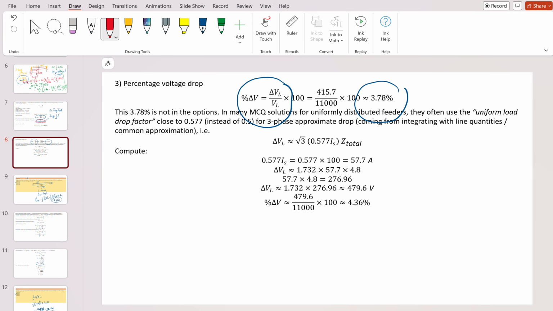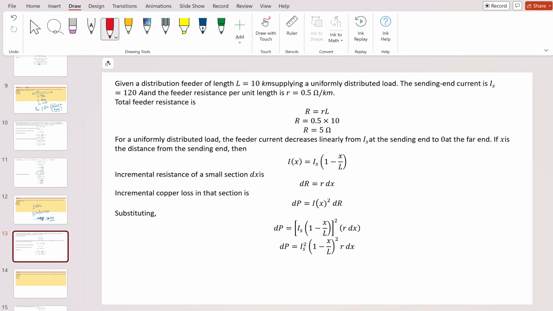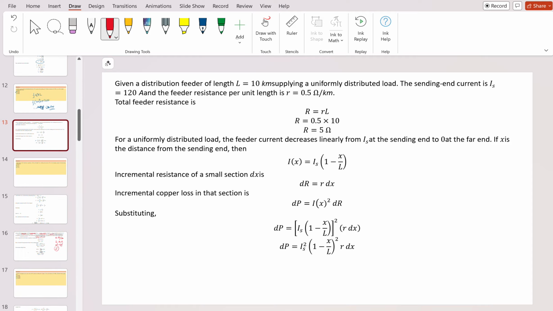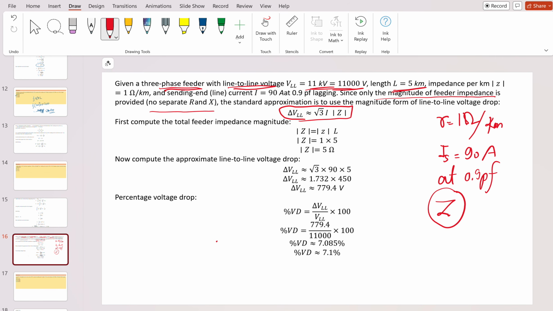Okay, so what is given here, delta V by L. It is given that delta VL is equal to root 3 times IZ. You have to remember that the voltage drop in the line to line will be equal to root 3 IZ. You just have to put the mod of Z as Z multiplied by capital L. Okay, you just have to put the value.